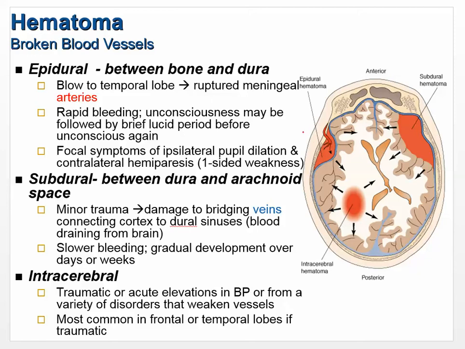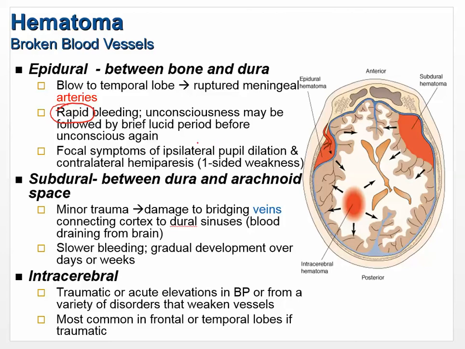And so if you have a bleed that happens, when you sever arteries, you have these meningeal arteries that are around here that are supposed to move into the brain and around the brain. But what happens is they can break and that area can fill up with blood. Okay, so it says blow to the temporal lobe, which can rupture these meningeal arteries. So you'll have rapid bleeding, and rapid's another important word to remember here. Rapid bleeding, unconsciousness may be followed by a brief lucid period before unconscious again.